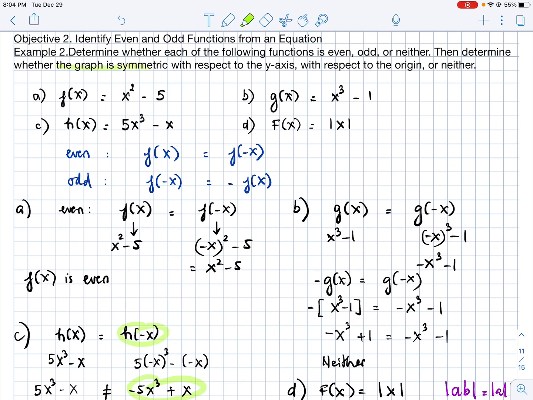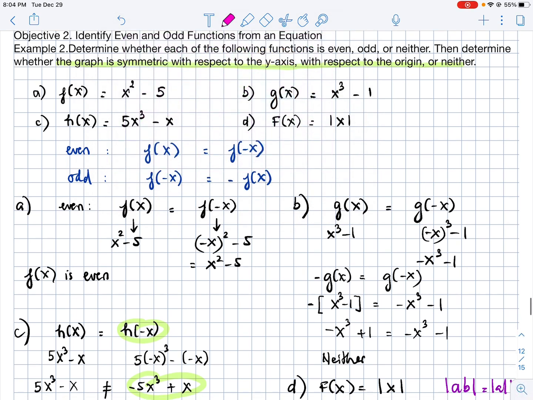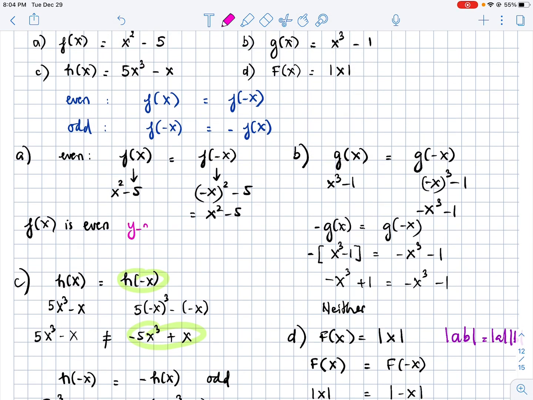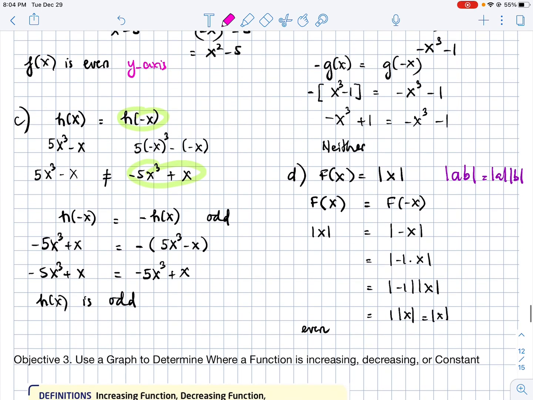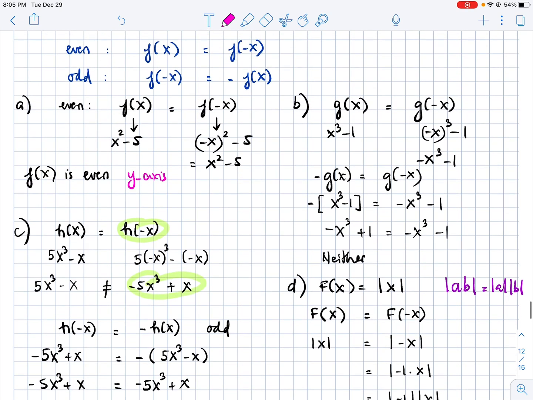We go back to the problem. The problem also wants us to answer whether the graph is symmetric with respect to the y-axis, origin, or neither. When it's even, it's going to be the y-axis, right? So in case number 1, the answer is the y-axis, and case D is the y-axis. When odd, it is symmetric with respect to the origin. And for neither, it is not symmetric with respect to the y-axis or with respect to the origin. So we do not have an answer for part B.